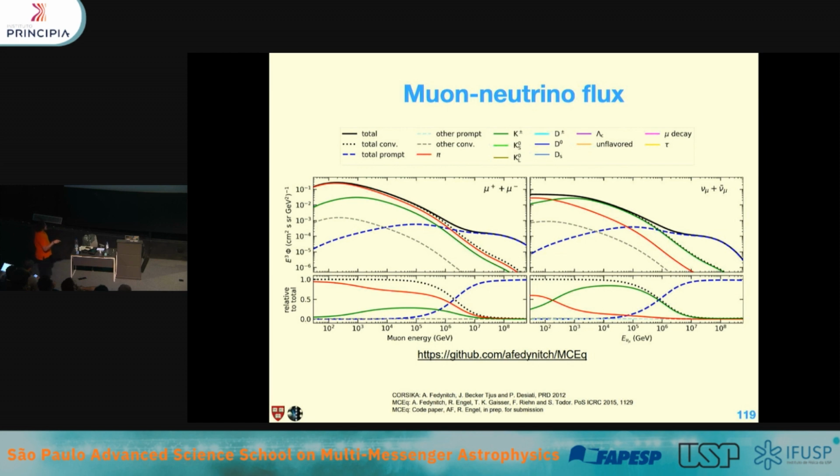By the way, these calculations that I'm showing you can be done with a software called MCEq, which stands for Matrix Cascade Equation Solver. And it computes this with all the processes.